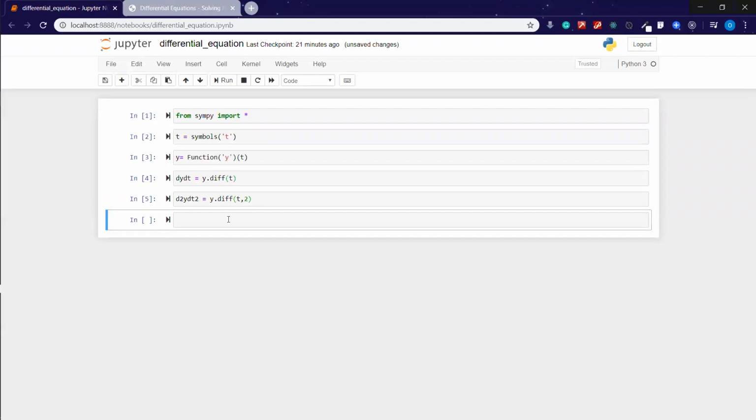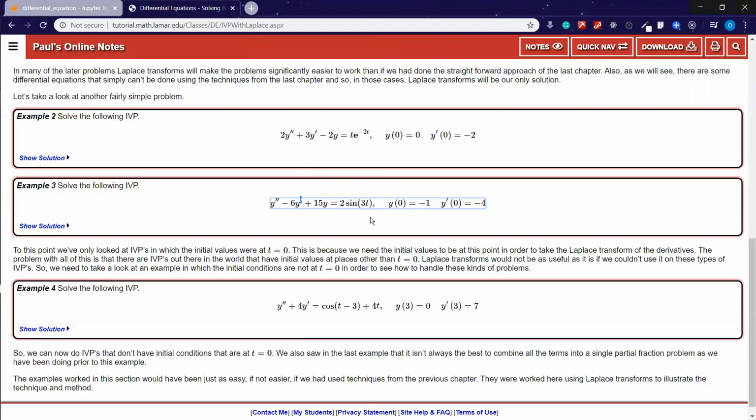Now we have the components of our differential equation. Now we need to form the differential equation itself. So you notice all equations, right? They have left-hand sides and right-hand sides.